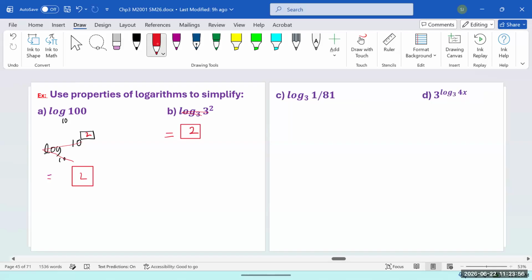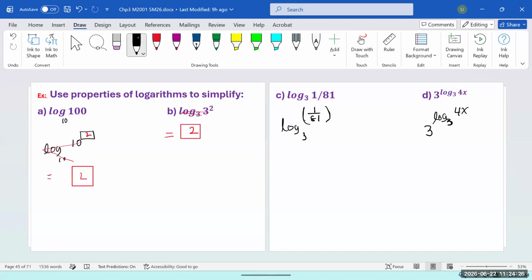Okay. Let me rewrite this for you to make it look nicer. We have log base 3 of the fraction 1/81. And the next one says 3 log base 3 of 4x. And if you want, you can put parentheses to make it look nicer.